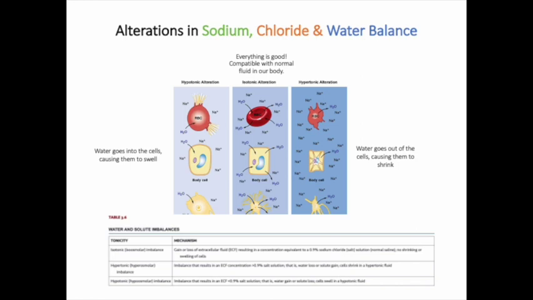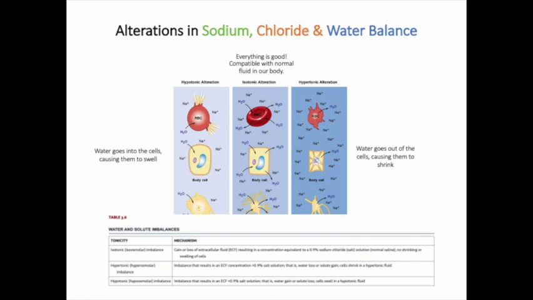Now we're going to look at hypertonic alterations on this side. Water goes out of the cells and causes the cells to shrink. Hypertonic fluid alterations develop when the osmolality of the ECF is higher than normal. The most common cause is an increase in concentration of the ECF sodium, or hypernatremia, or a deficit in the free water in the ECF, or both.